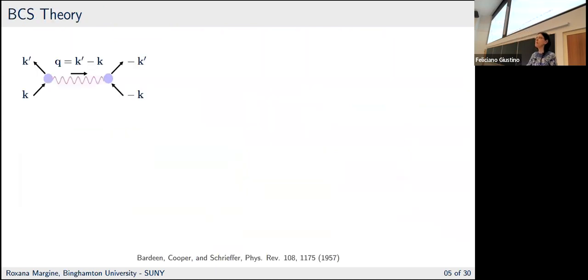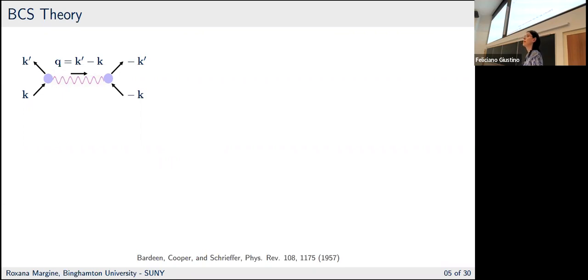So now let's see BCS theory. BCS starts from the assumption that there must be some form of interaction between electrons that counteracts this strong Coulomb repulsion. And in phonon-mediated superconductors, as the name suggests, this interaction is due to the coupling between the electrons and phonons.